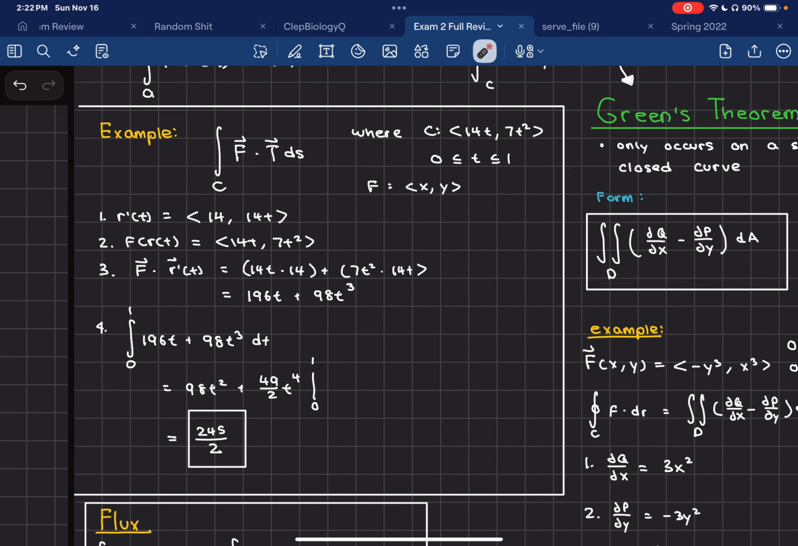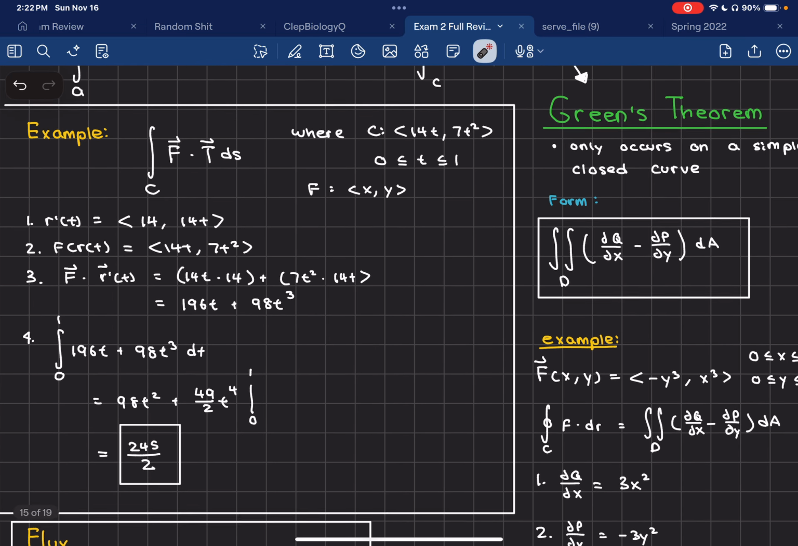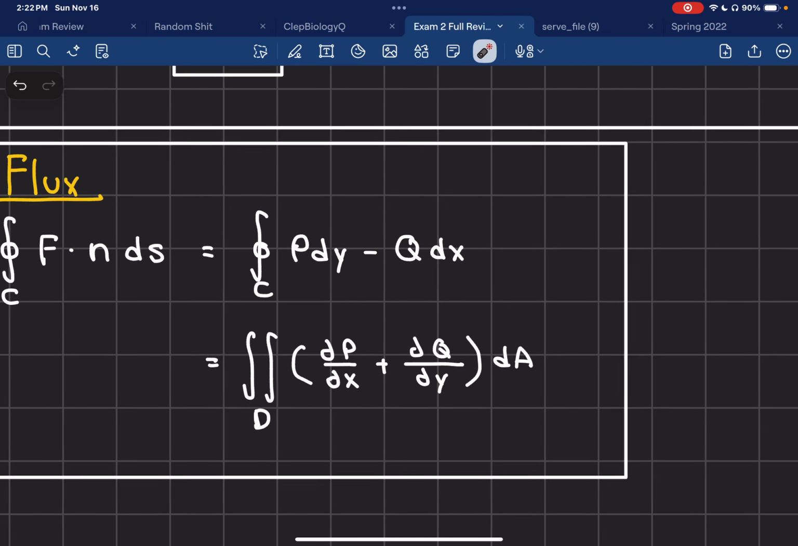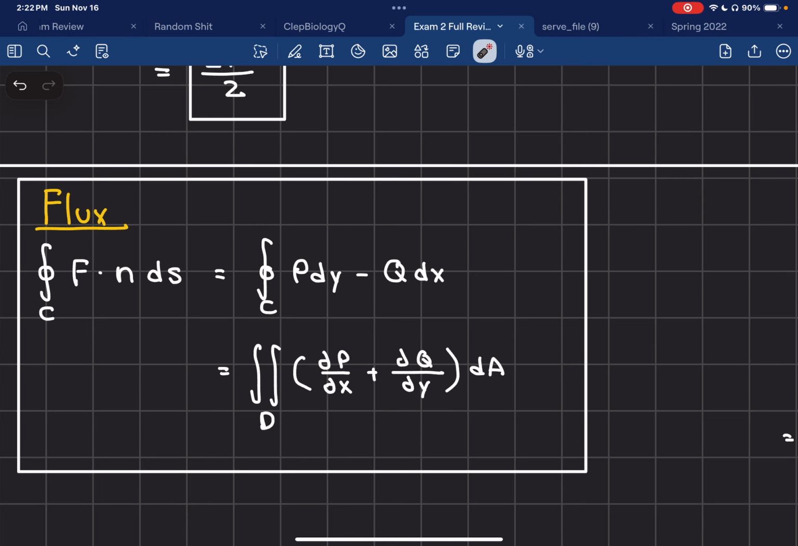And here's an example where I didn't use Green's theorem. Both of these ways are valid ways to solve it, but one of them is going to be easier and one of them is going to be harder. It's just dependent on certain questions. And then flux. Flux is your vector f times the normal line.